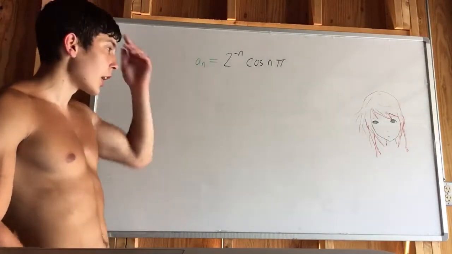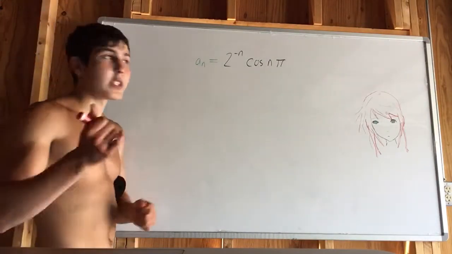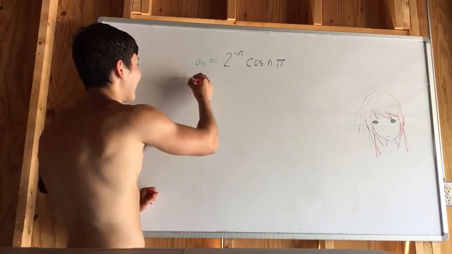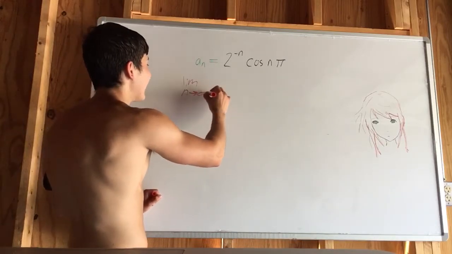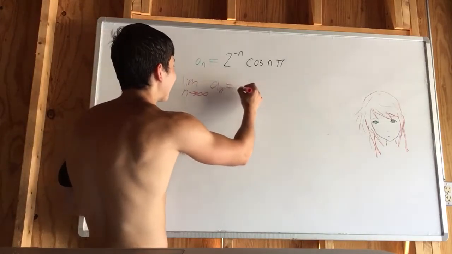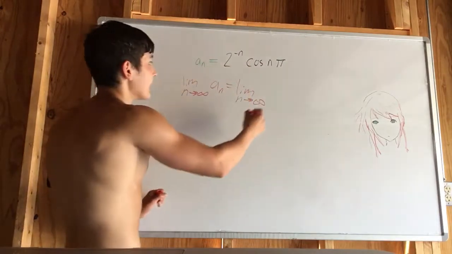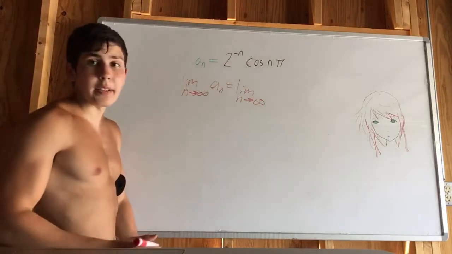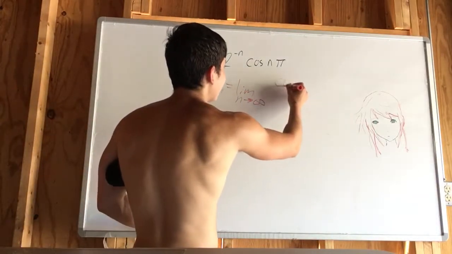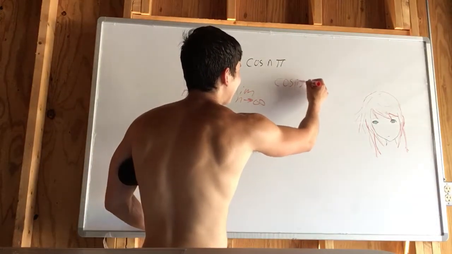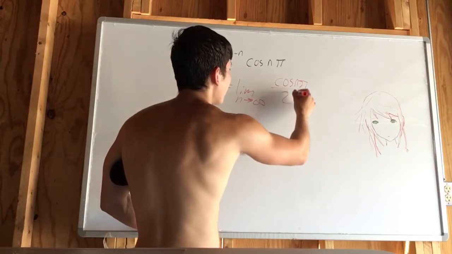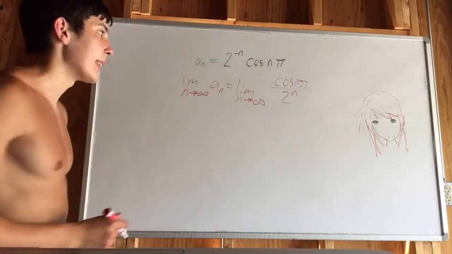or diverges. When we try to find out if a sequence converges or diverges, we take the limit as n approaches infinity of this sequence. We have a negative exponent there, which means we have it in the denominator: cosine of n pi over 2 to the n. That's what we're taking the limit of.